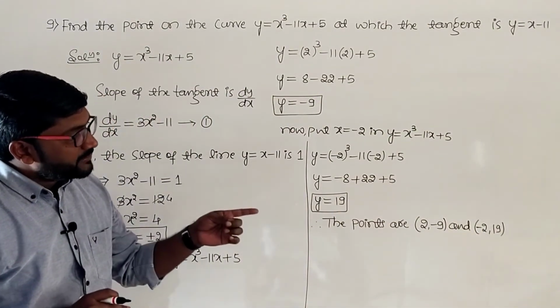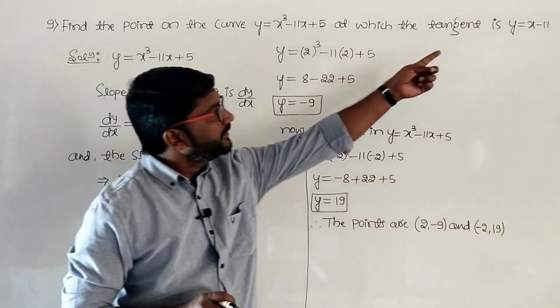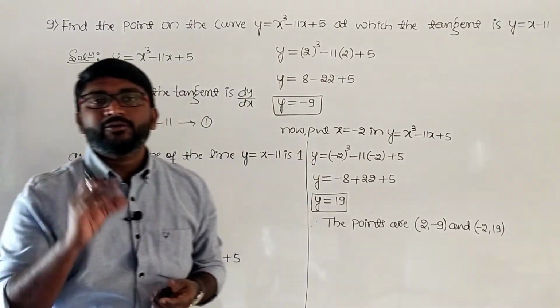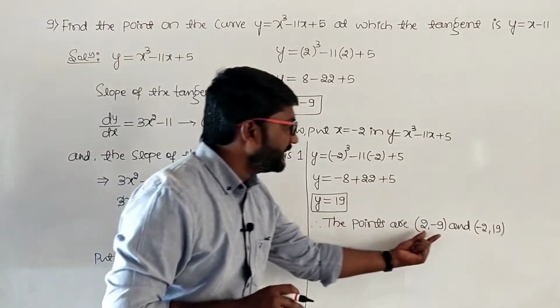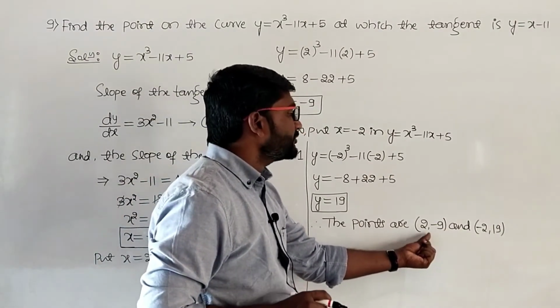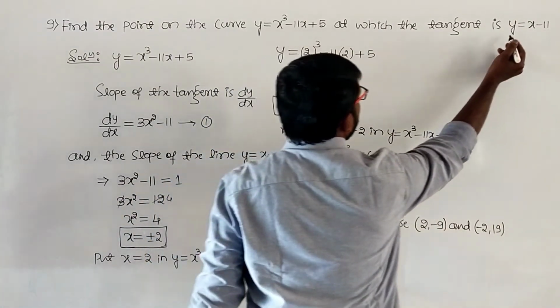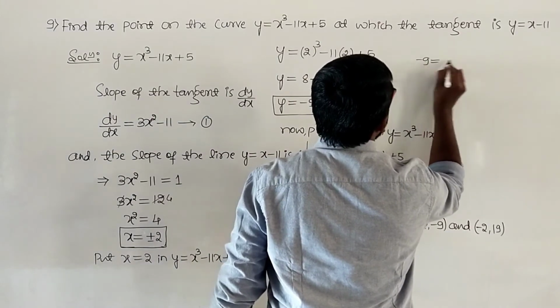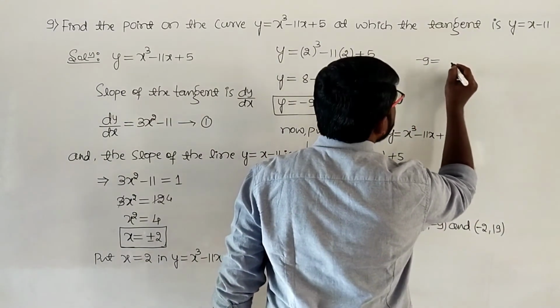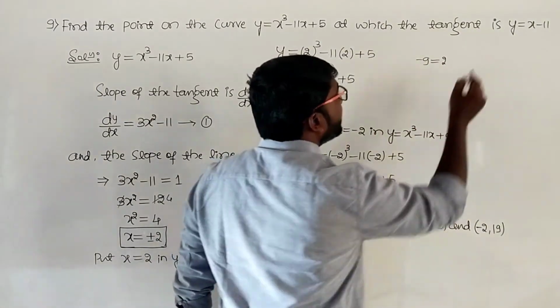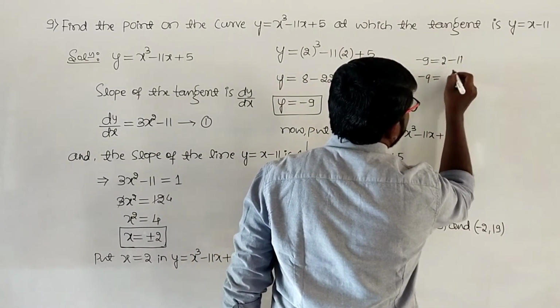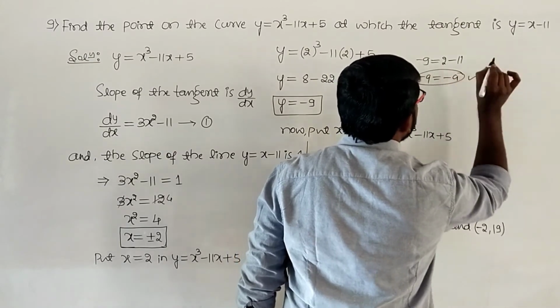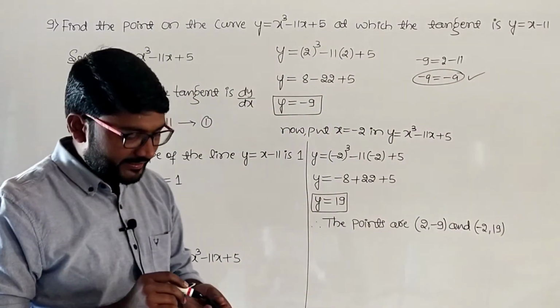Now we will have to substitute these 2 points in the given equation of the line, and check which point satisfies the equation. Let us take up the first point. X value is 2, y value is minus 9. So minus 9 equal to 2 minus 11, it is minus 9. Yes, it is true. Left hand side equal to right hand side.